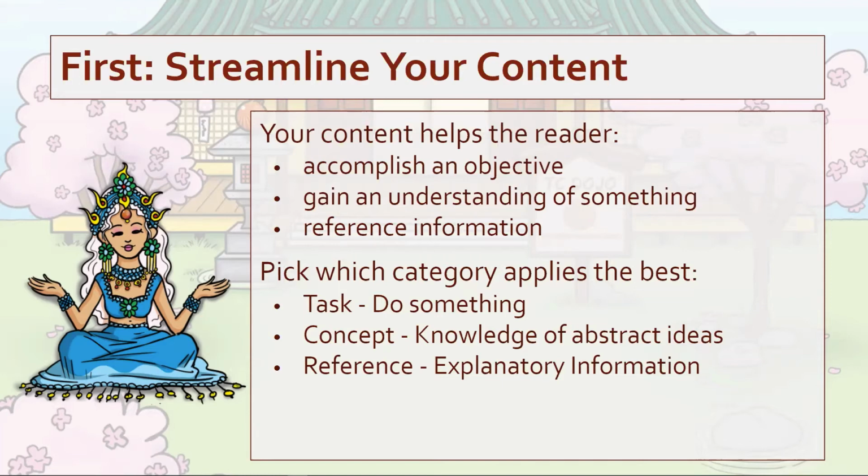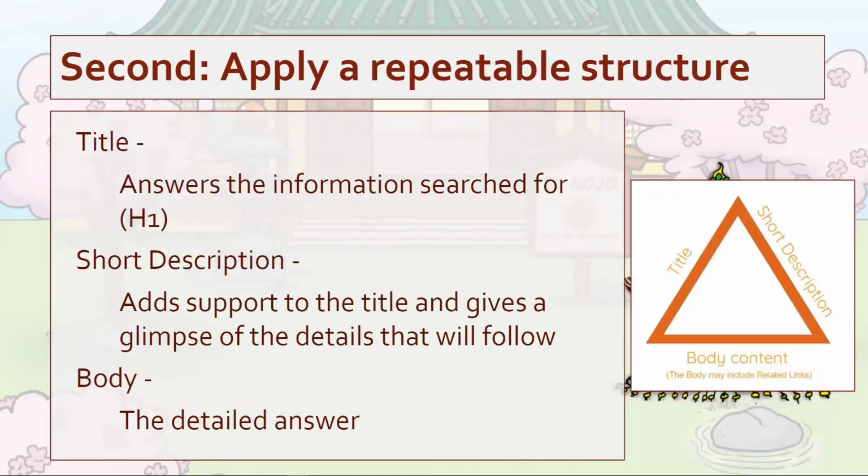Tasks are really easy. Tasks are so easy to find. It's like candy falling from the tree. So that's our first step. Easy yet difficult, but it's okay. You can do it. The second step in topic authoring is to apply a repeatable structure.